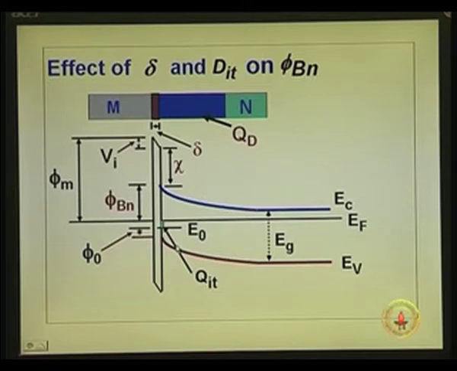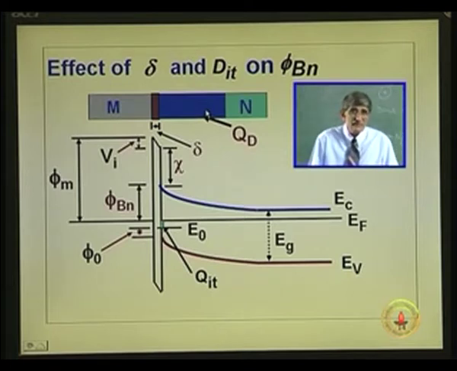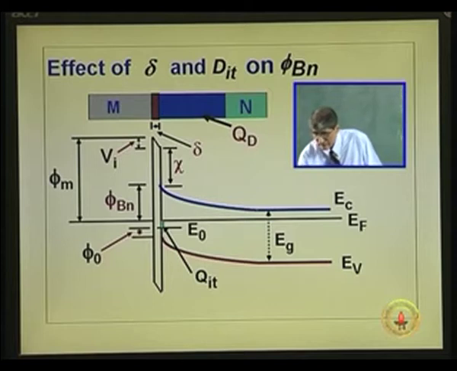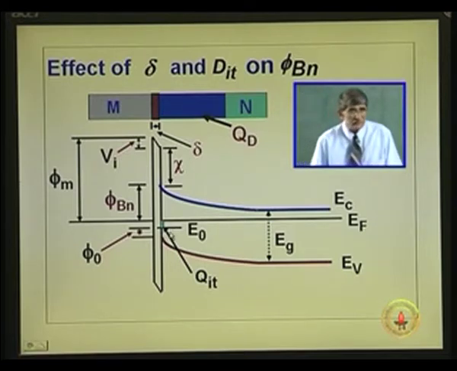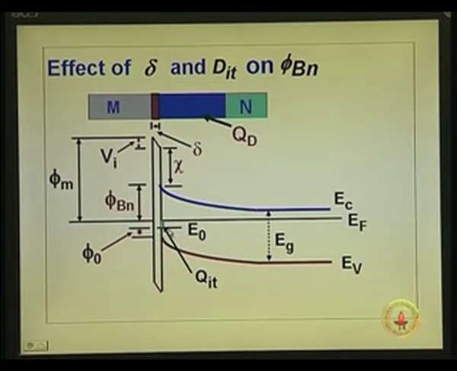And what is the charge? Initially, if there is no interface state density, charge is only due to Q D, the depletion layer. Now, there will be charge corresponding to the interface state. Now, let us see here that this derivation is straightforward and simple. I have put the E naught here. Whatever we derive holds good wherever that E naught is. So, for convenience I put it here somewhere.